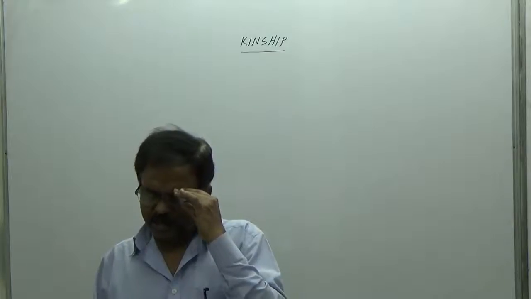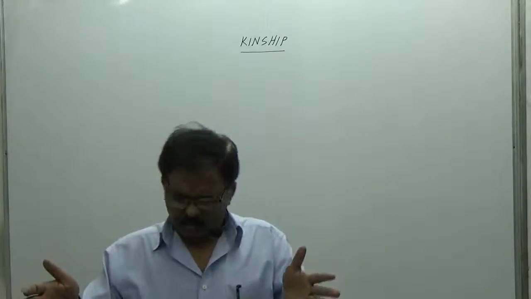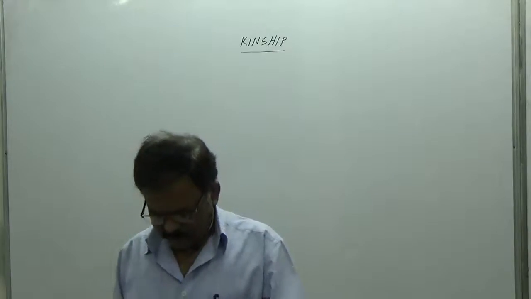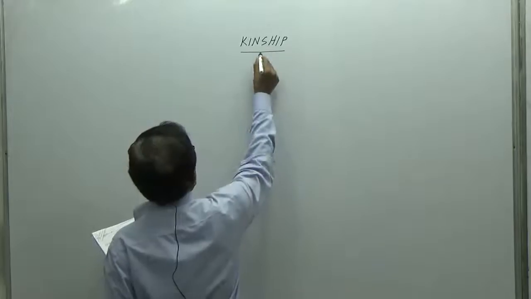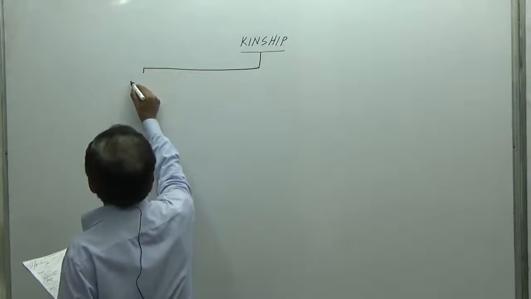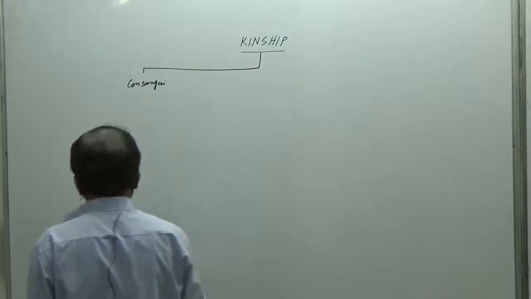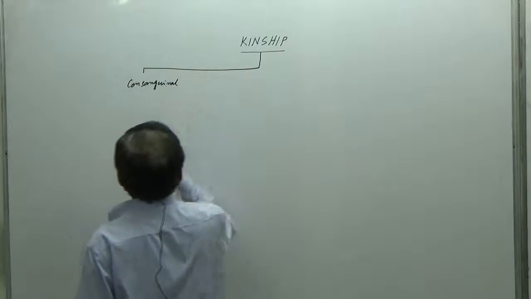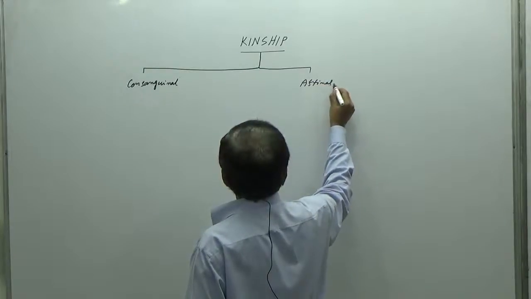Kins means relatives. What type of relatives? Of course, blood based or marriage based. So, on the basis of that itself, kins are classified into two categories. Write that one only again. Kinship or kins are two types: one is consanguinal and the other is affinal.